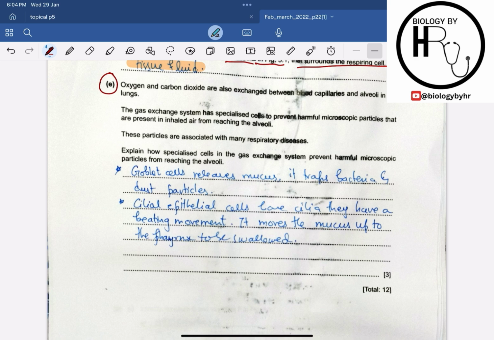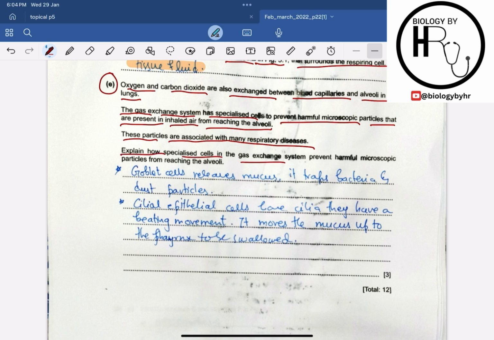In part E, they are saying oxygen and carbon dioxide are also exchanged between the blood capillaries and the alveoli in the lungs. The gas exchange system has specialized cells to prevent harmful microscopic particles that are present in inhaled air from reaching the alveoli. The particles are associated with many respiratory diseases. Explain how specialized cells in the gas exchange system prevent the harmful microscopic particles from reaching the alveoli.